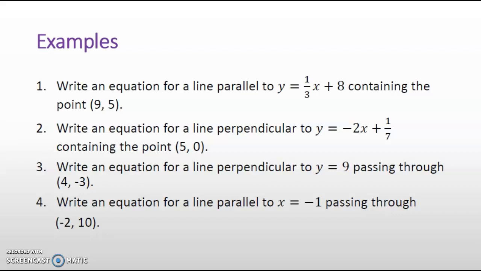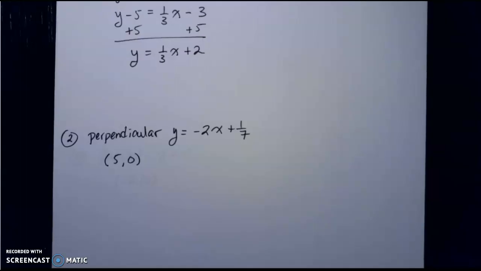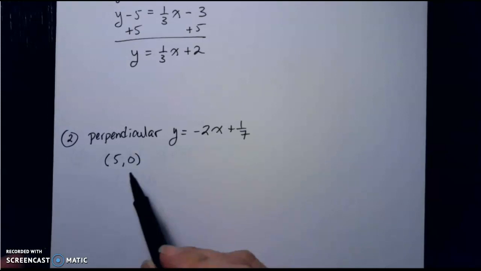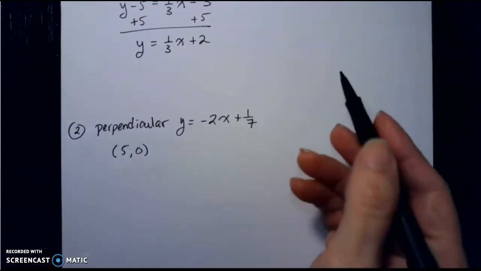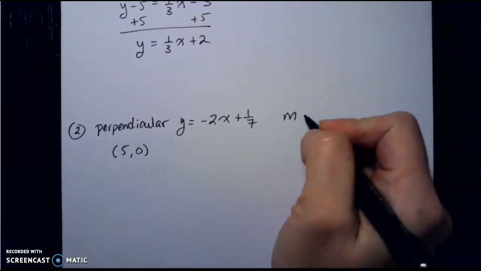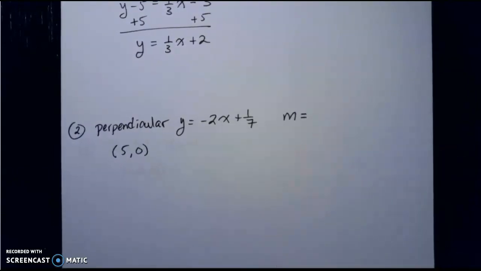In the second example, we want to write an equation for a line perpendicular to y equals negative 2x plus 1/7 containing the point (5, 0). So I want to be perpendicular to this given line, and I want to pass through this point (5, 0). All right, so the slope of this line is all we need to find the slope of the perpendicular line.